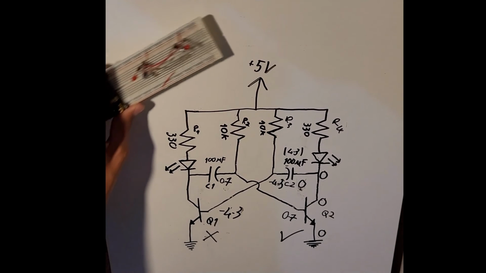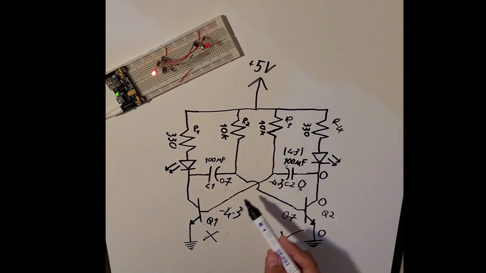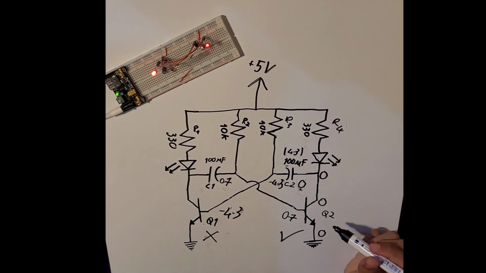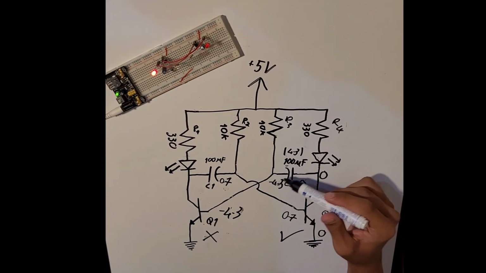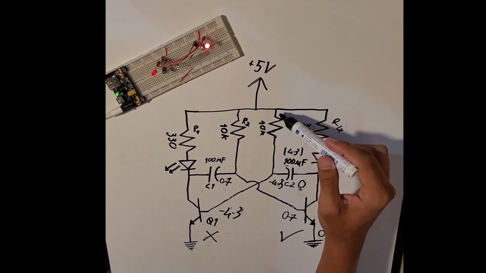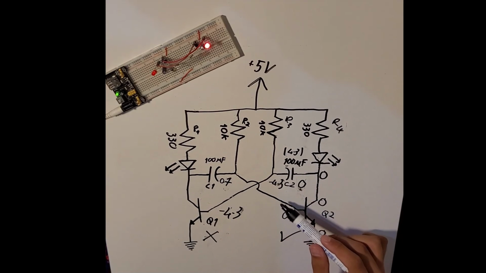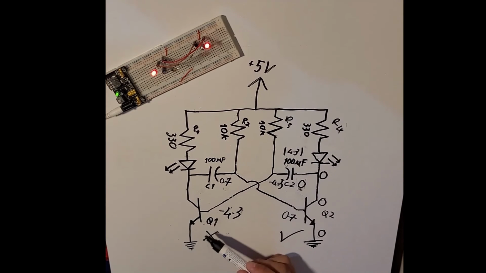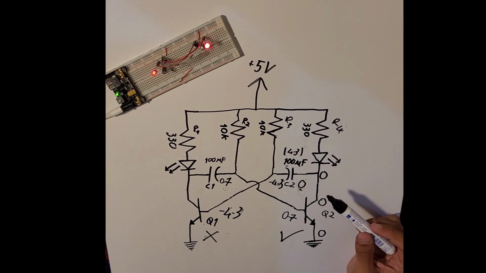And after this stage, just like this, it will go on. So now Q2 is turned on and we have 0 volts here, negative volts here, and it will discharge from here. This will charge from here. As this voltage rises up, Q1 will turn on and Q2 will turn off. And this will go on like this.